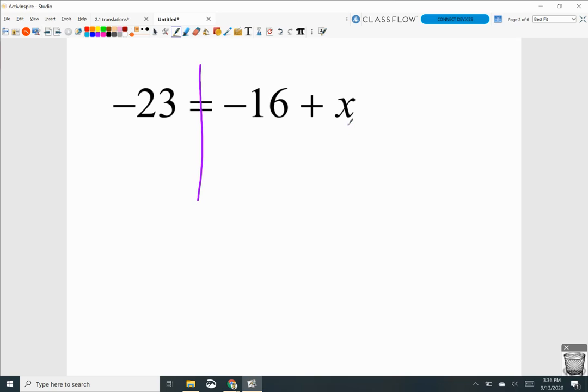So the x is going to stay put. I'm not going to touch him. The 16 has got to go. So I'm going to add 16 to get rid of the negative 16. Add 16 on the left. That leaves me a negative 7 on the left equals x on the right.